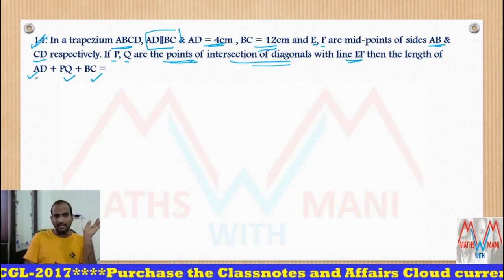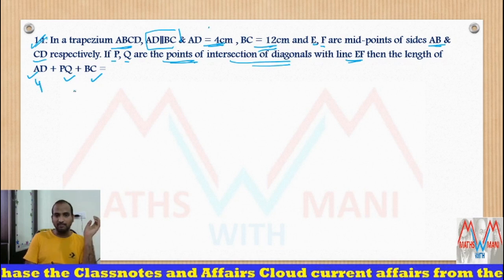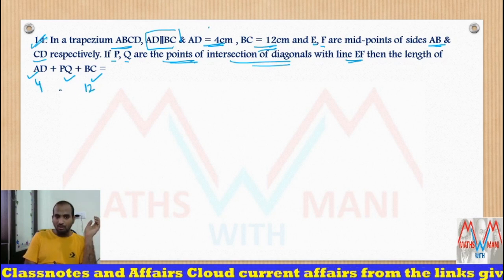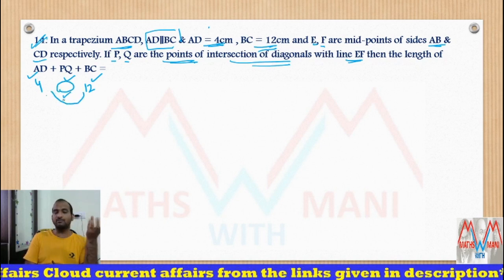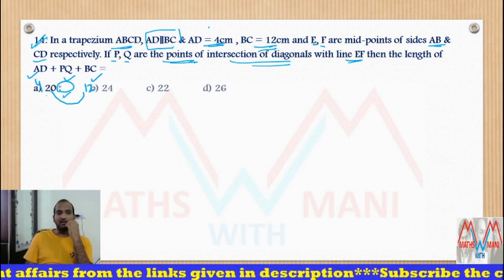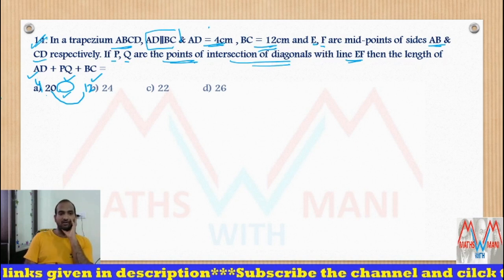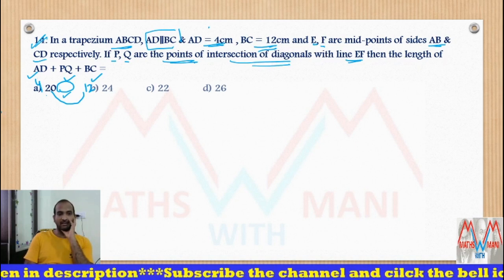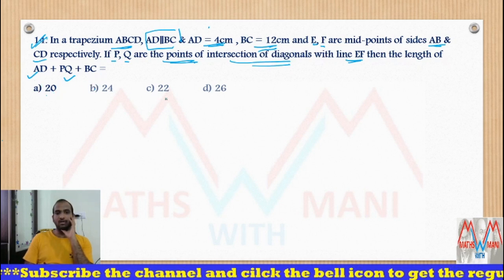We already know AD is 4 and BC is 12. You have to find the length of PQ and add that value to 4 plus 12. The option should be more than 12 plus 4, that is 16. If you observe the options, they are 20, 24, 22 and 26.